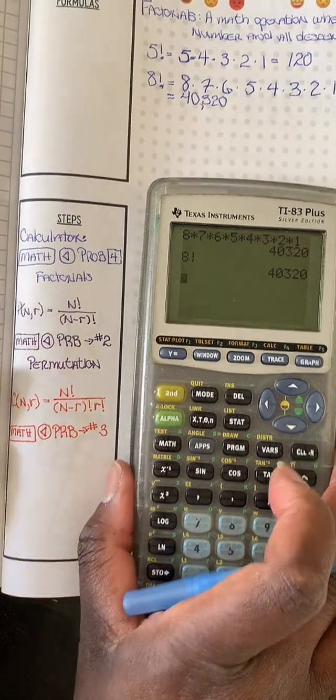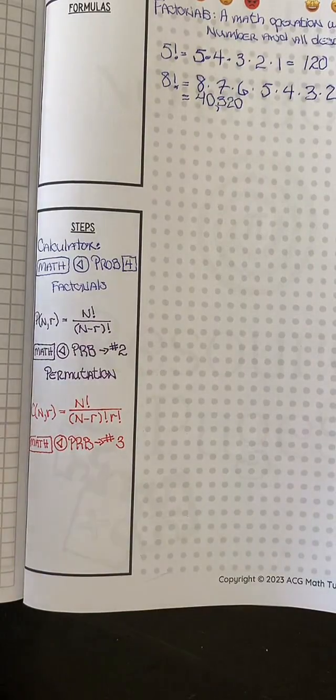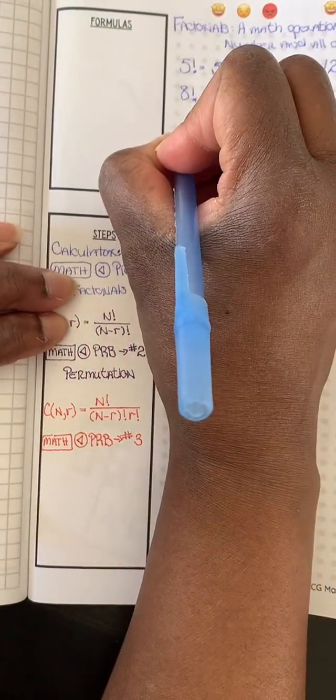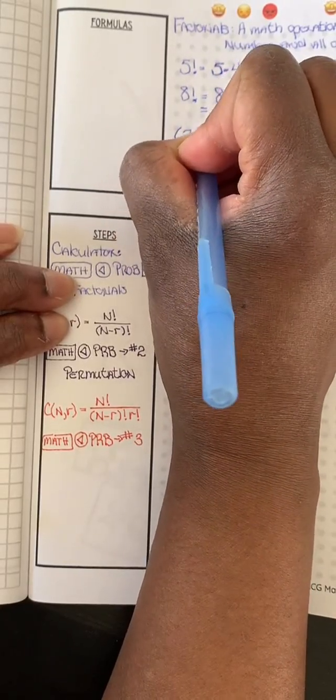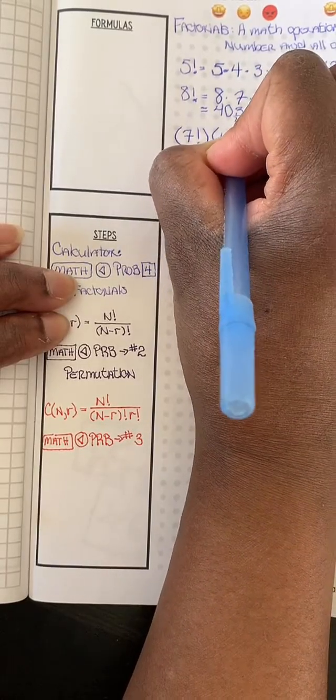All right, let me take this away for a second. Screenshot if you have to. Now, the next one is going to be 7 factorial times 4 factorial.